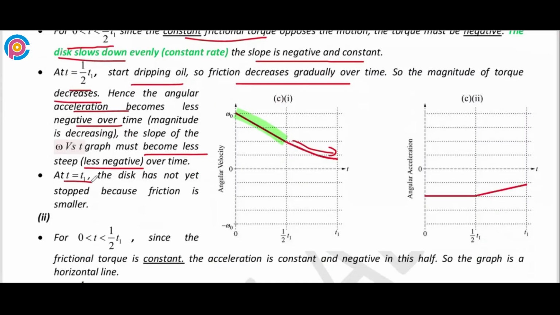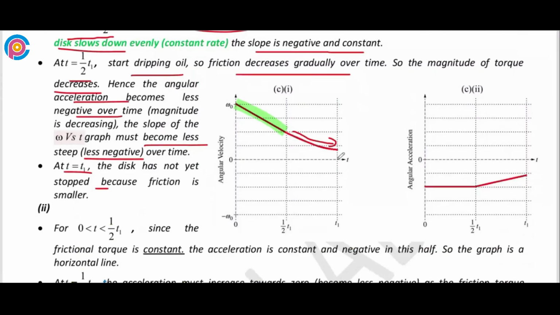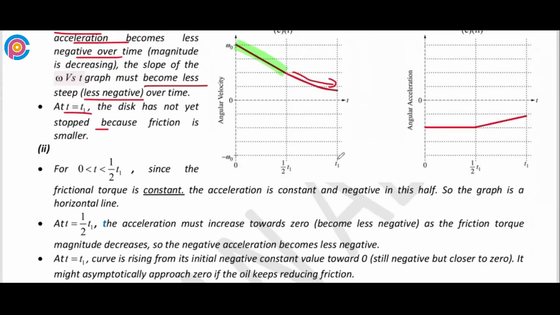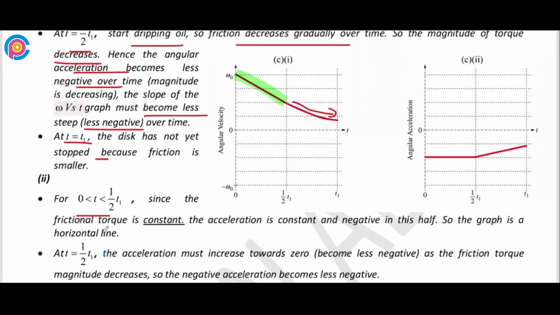At t equal to t1, the disk has not yet stopped. As we come to the question, the friction is smaller, so it stops above omega naught, omega 0. It has a certain velocity at time t. In the previous case it approaches omega naught at this time, but this time it does not approach 0.